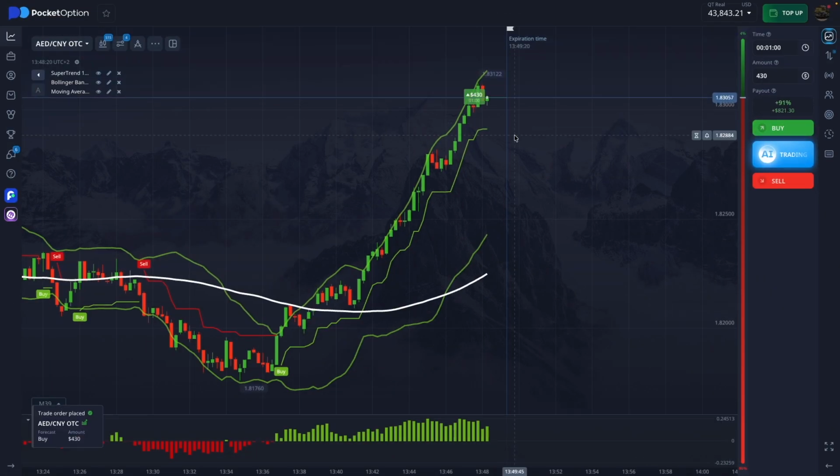So, I found a good moment to enter an up trade. I'm opening a $430 up trade for 1 minute. So, how do I analyze the chart to enter an up trade?